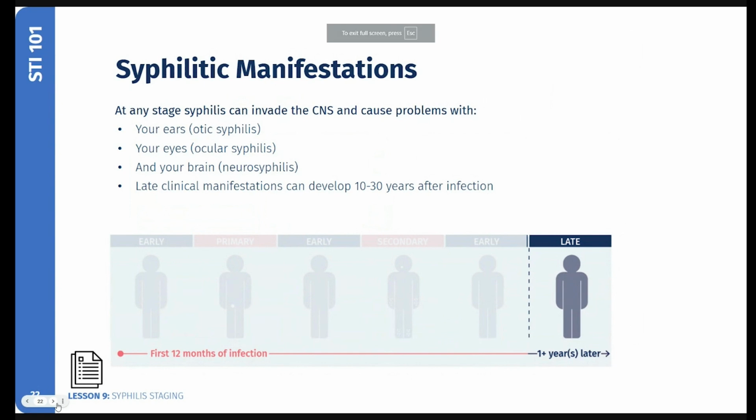Now that you understand the stages of syphilis, we can start talking about the 4 manifestations of syphilis. When left untreated, as you know, syphilis can invade the central nervous system and cause problems with your hearing, which is called otic syphilis, your vision, which is called ocular syphilis, and your brain, which is called neurosyphilis. The first 3 manifestations can appear at any stage of infection. The 4th category includes late clinical manifestations. Unlike neuro-ocular or otic, late clinical manifestations usually develop 10 to 30 years after infection. You may see the range 15 to 30 referenced in the surveillance guide.